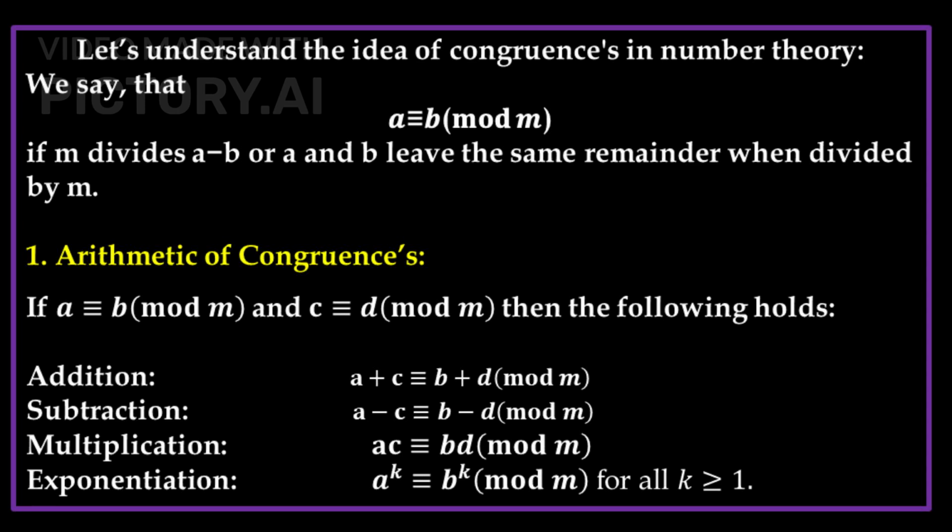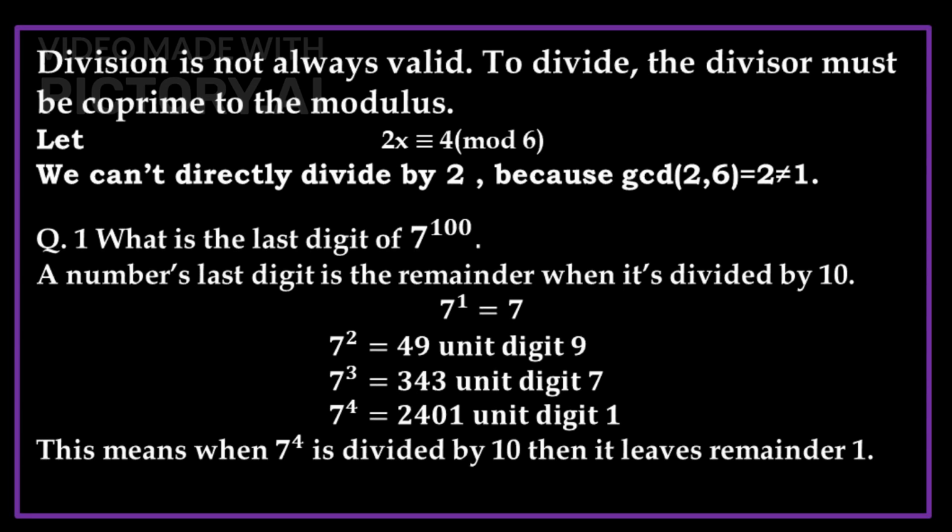That is, when A is congruent to B modulo M and C is congruent to D modulo M, then addition, subtraction, multiplication, and exponentiation follow specific rules under congruences. Unlike other operations, division in congruences requires the divisor to be coprime to the modulus. For example, when trying to divide 2x by 2 modulo 6, we find that the greatest common divisor of 2 and 6 is not 1, making direct division invalid.